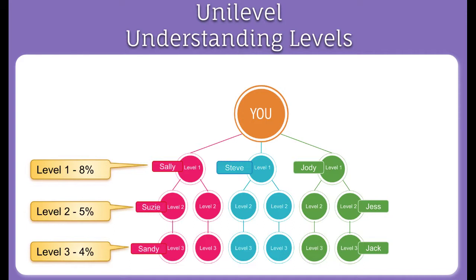Susie has been sponsored by Sally. So Susie all the way across to Jess is on your level 2. Sandy all the way across to Jack is on your level 3, and so on and so forth.